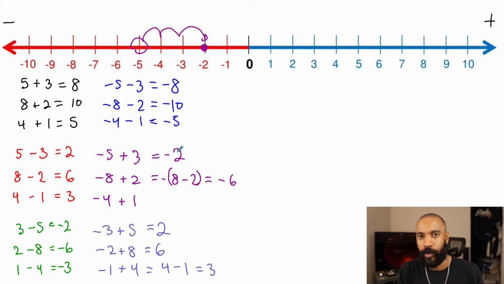But this is what you want to trend toward. Find your way on a number line and get a perception. Are you adding or are you subtracting? Is the result positive or is the result negative? That's all that's being asked.